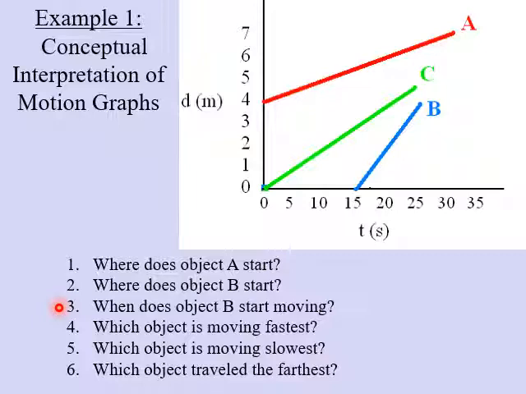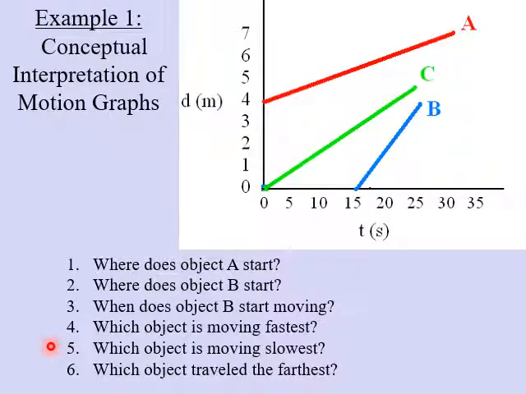Question number 3 is, when does object B start moving? So again, go ahead and pause the video and see if you can figure this out. Object B, again, by looking at the graph here, we can see that it starts moving at t equals 15 seconds. So it's not really doing anything until t equals 15 seconds, and then it starts to move.